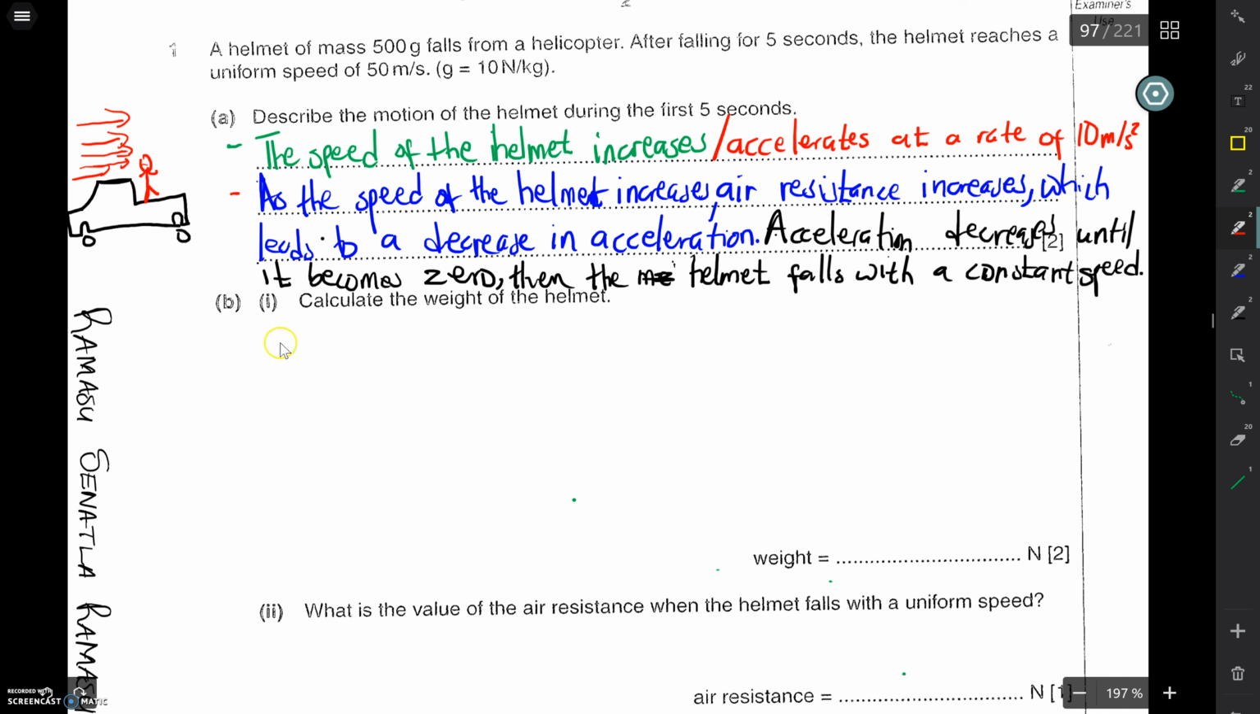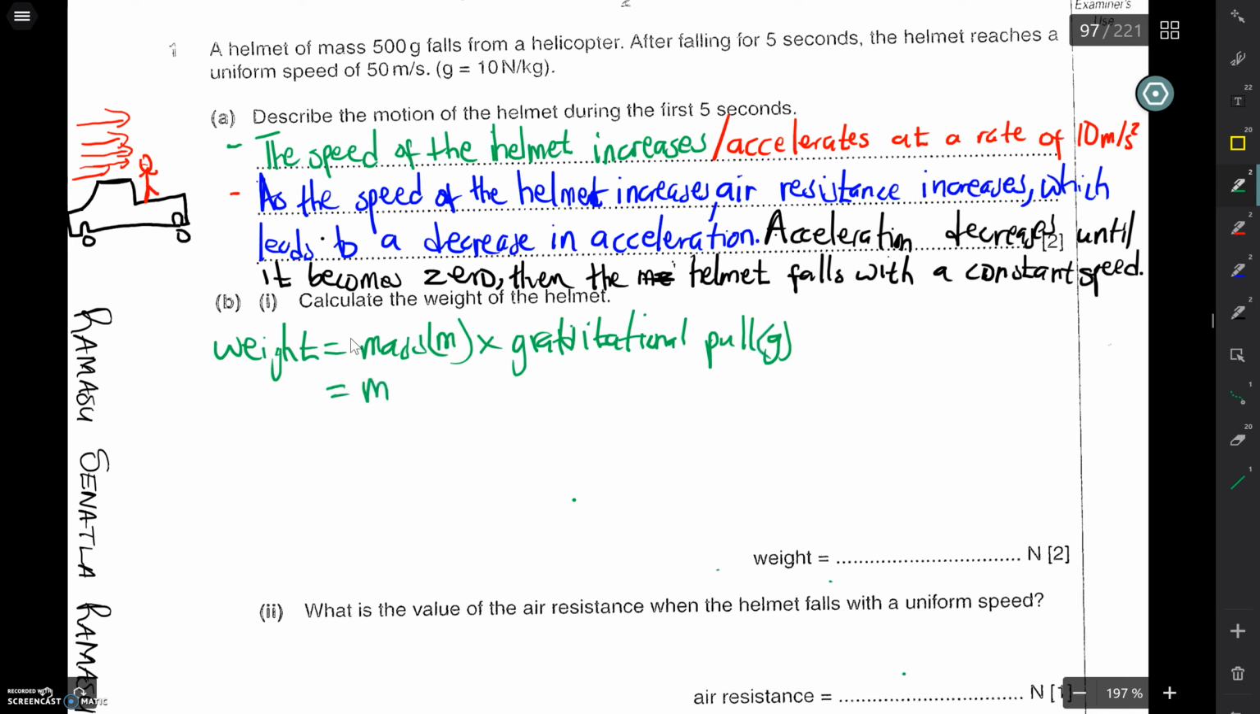Okay, let's move on to part B1. It says calculate the weight of the helmet. Now weight is given as mass, which is m, times gravitational pull, or just g. So weight is equal to mg, right?